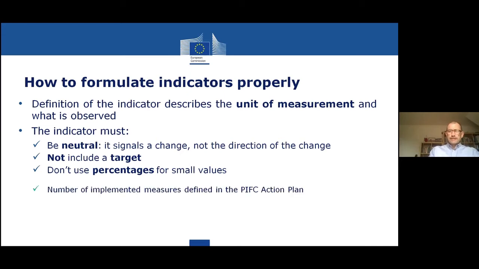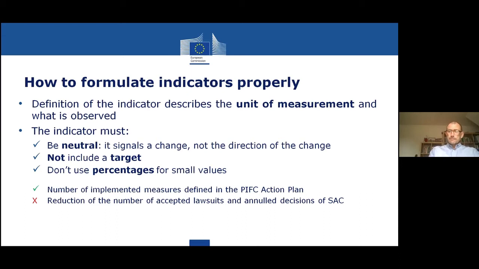Here's an example: number of implemented measures defined in the Public Internal Financial Control Action Plan. It tells us what we're measuring: the implemented measures as defined in an action plan, and the unit of measurement is the number of these things. It doesn't contain any reference to a target or the direction in which we expect the indicator to move.